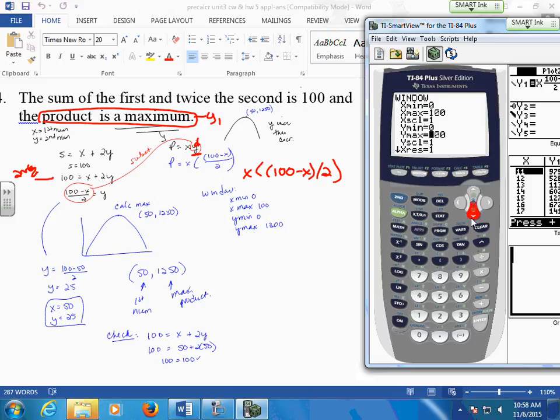Now, say I didn't know where to change this. This is what you're looking at. You know it's there. Something's going on, but you can't see it. Look at your table. Start your table at 0.